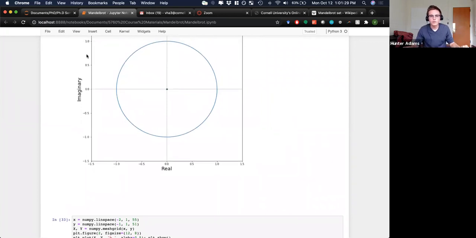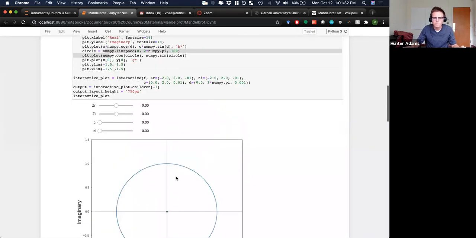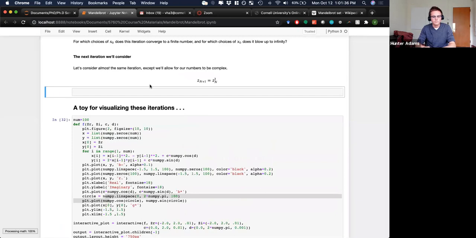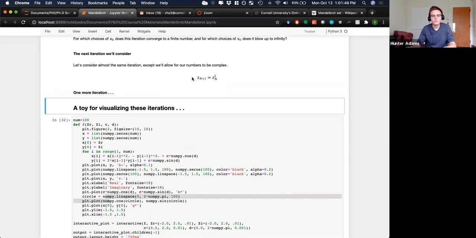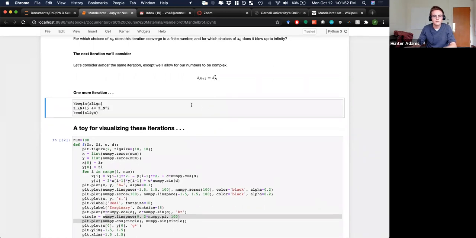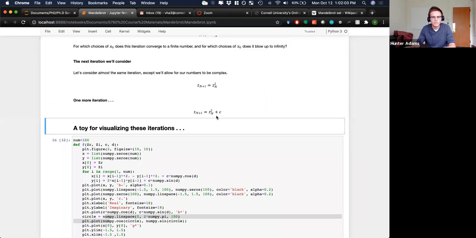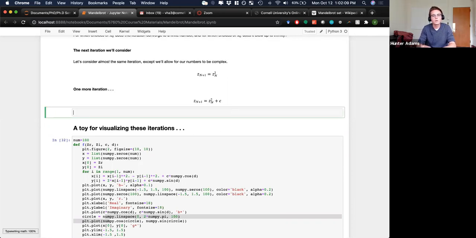Okay. So then I want to consider another iteration, very similar to this one, and go through essentially the same exercise. One more iteration. I want to consider this iteration, but every time we square this number, I also want to add some constant, C. This could be a complex number too, right? And I want to say that Z0 here is equal to 0.